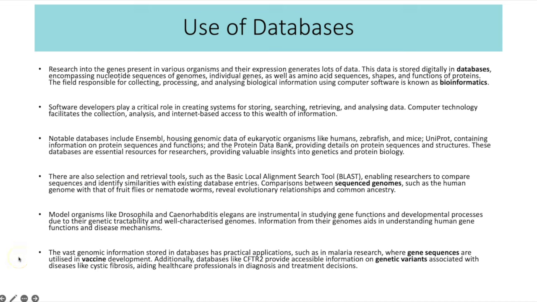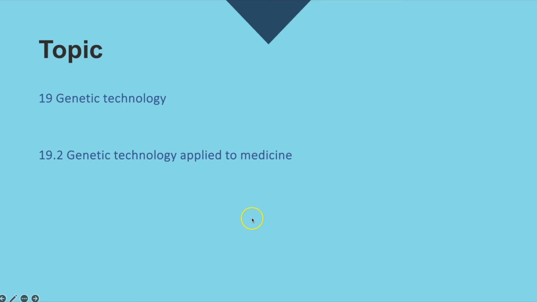So this vast genomic information stored in databases has so many practical applications. It's been used in malaria research, for example, where gene sequences have been utilised in vaccine development as well. Additionally, databases like CFTR2 provide accessible information on genetic variants associated with diseases like cystic fibrosis, and this helps healthcare professionals in diagnosis and treatment decisions.